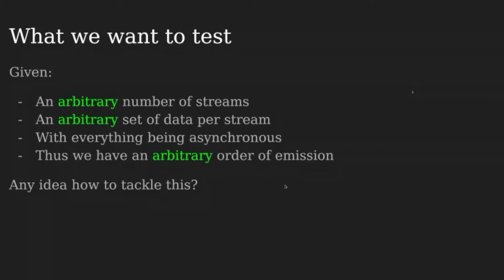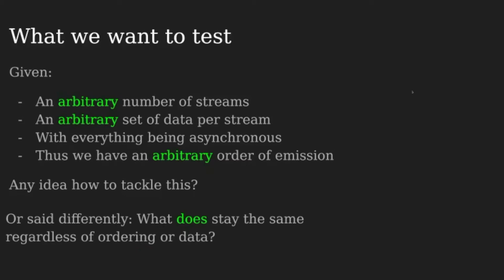But the nice thing is, because we are here in JavaScript or TypeScript, doesn't matter, it's a single-threaded language, it cannot happen that two streams emit at the same time. Because JavaScript is single-threaded, everything happens one after another. So we know that only one can emit at any time, which is at least something we know. So has anyone an idea how you could start to tackle this problem? And I can also give a hint. Think about what does stay the same, even with all those arbitraries in there.